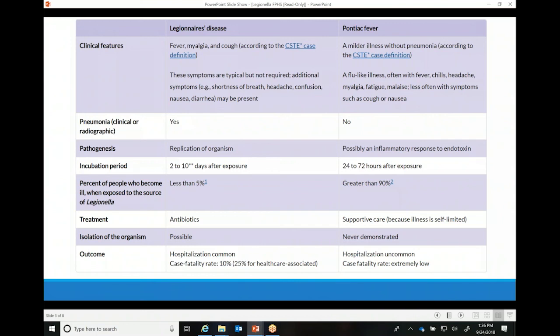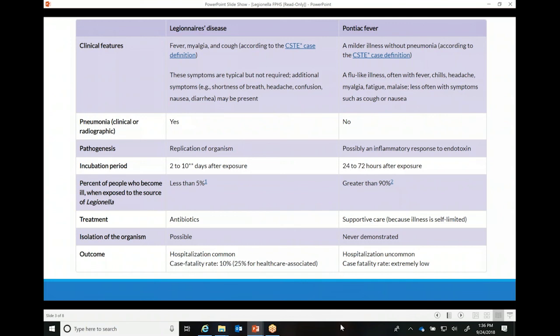With what we have here in Spokane, Legionella is usually considered as part of a respiratory pathogen panel that providers will order. That's a PCR-based panel, but it can also be tested with a urine antigen test, and we'll come back to talking about that.